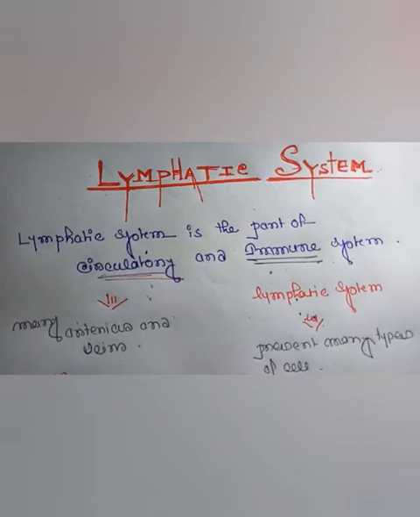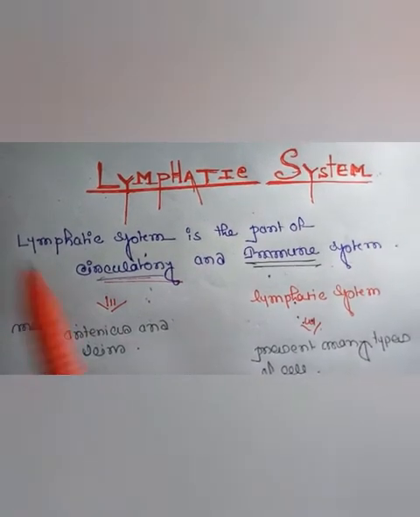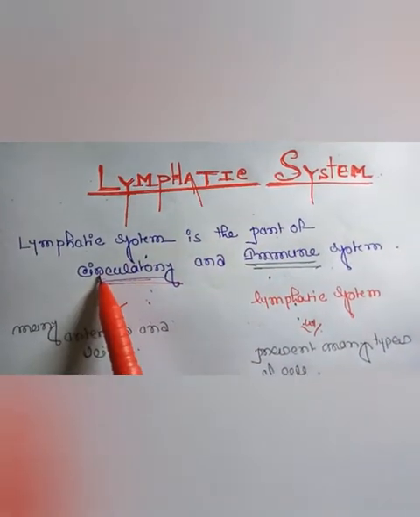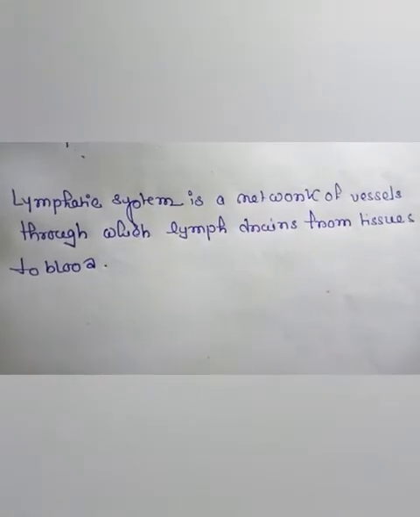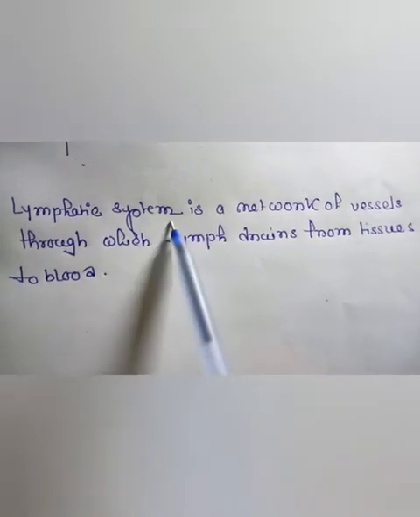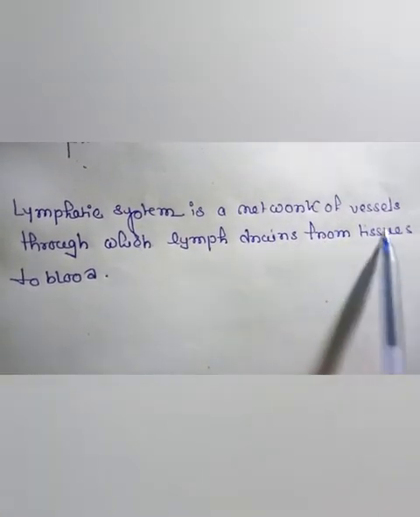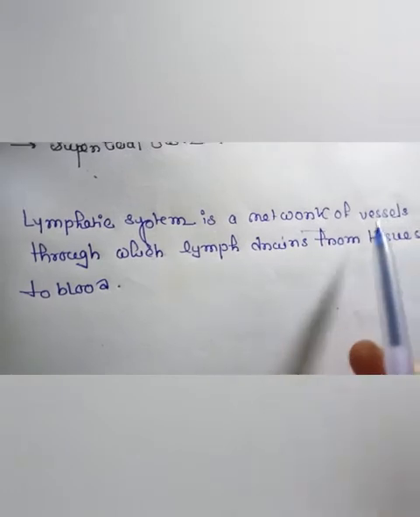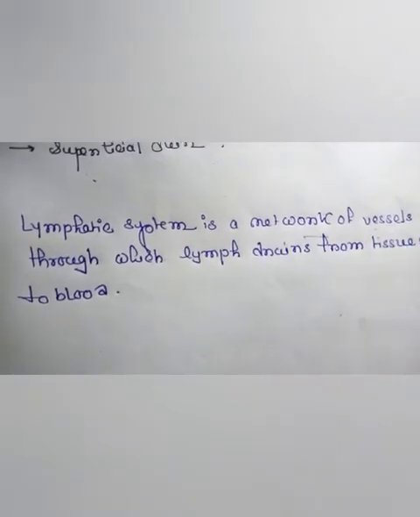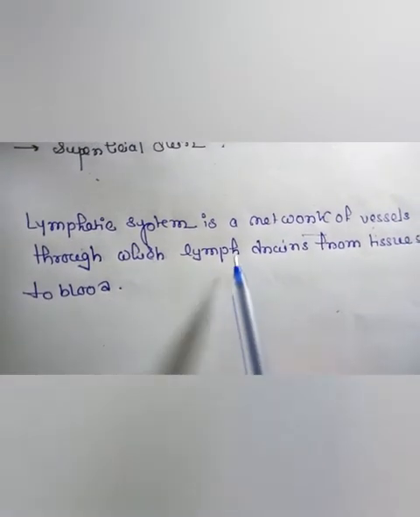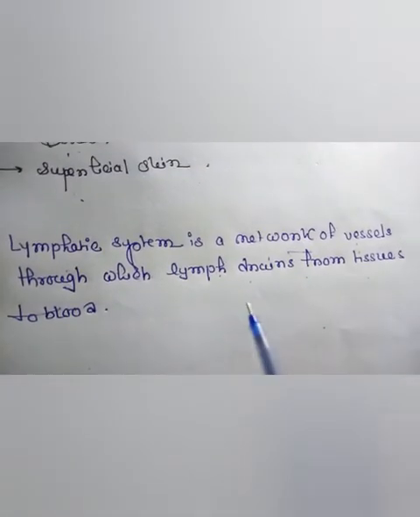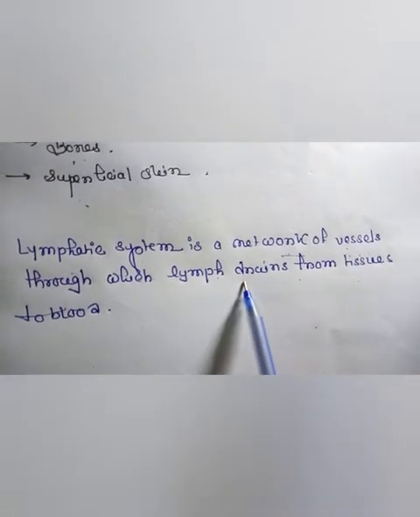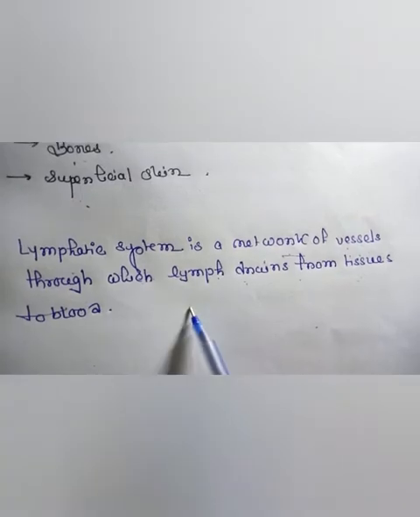So, I think you all understand why the lymphatic system is part of the circulatory system and the immune system. So, what is the lymphatic system? The lymphatic system is a network of vessels. That means it is interconnected between the vessels through which lymph drains from tissue to blood. That means through the interconnection of the vessels, lymph flows between tissue and blood.